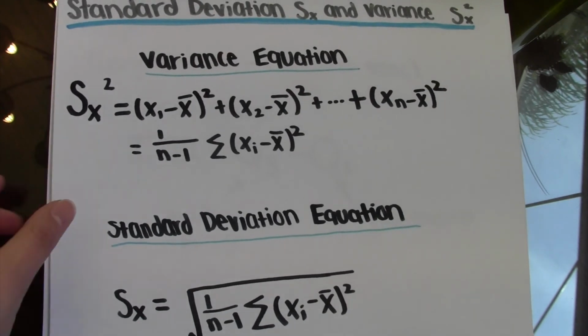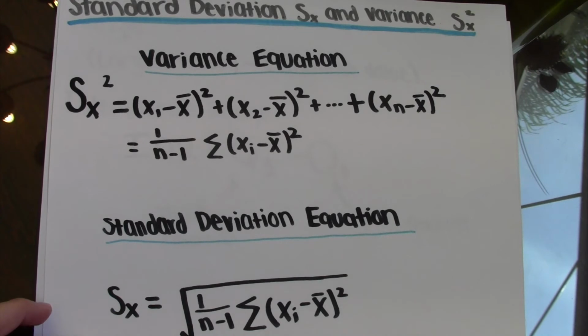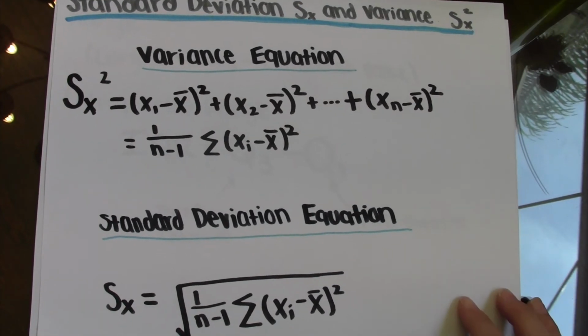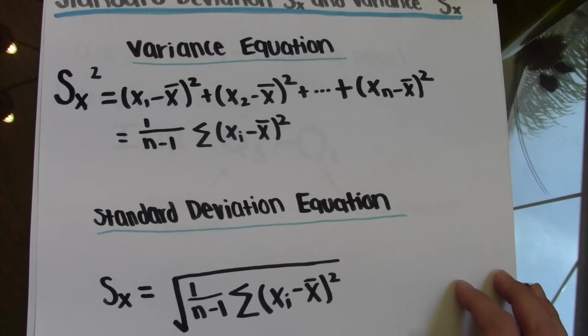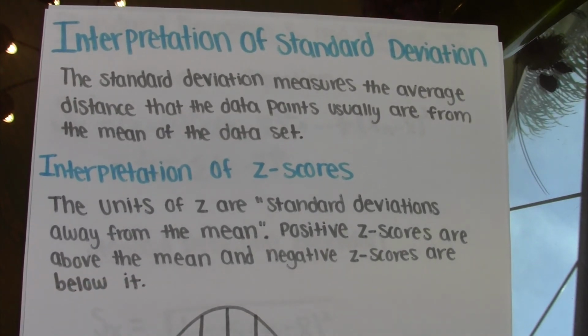Lastly, the values of standard deviation and variance can be used to measure spread as well. The standard deviation measures the average distance that the data points usually are from the mean of the data set. It is calculated by finding the average of the squared deviations and then taking the square root. This value squared is the variance. The equations are here, but for the most part they will give you these values since the equations are so complicated. Now for the interpretation of standard deviation. We have already stated this, but the standard deviation measures the average distance that the data points usually are from the mean of the data set.